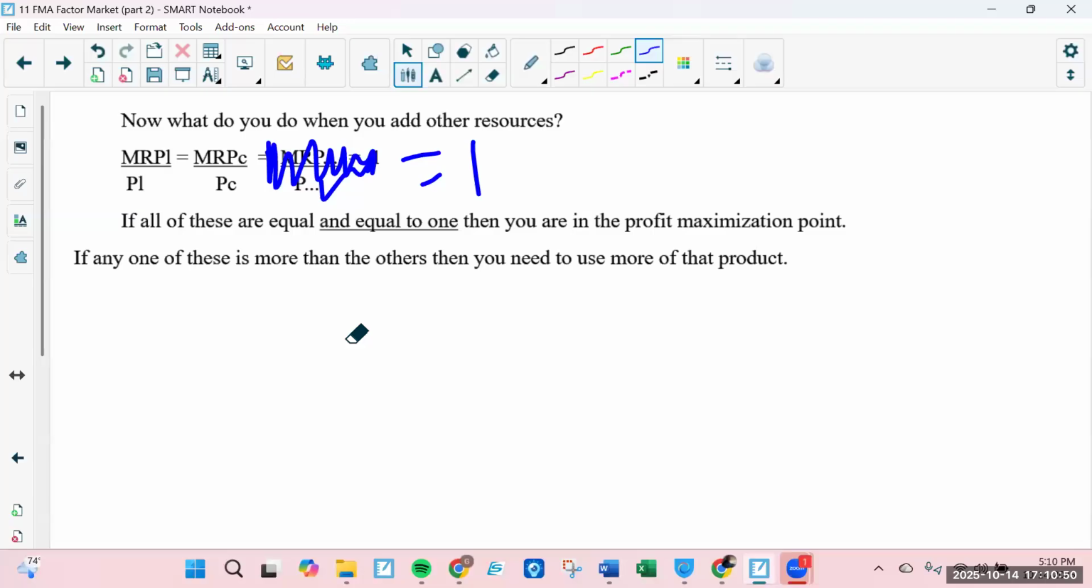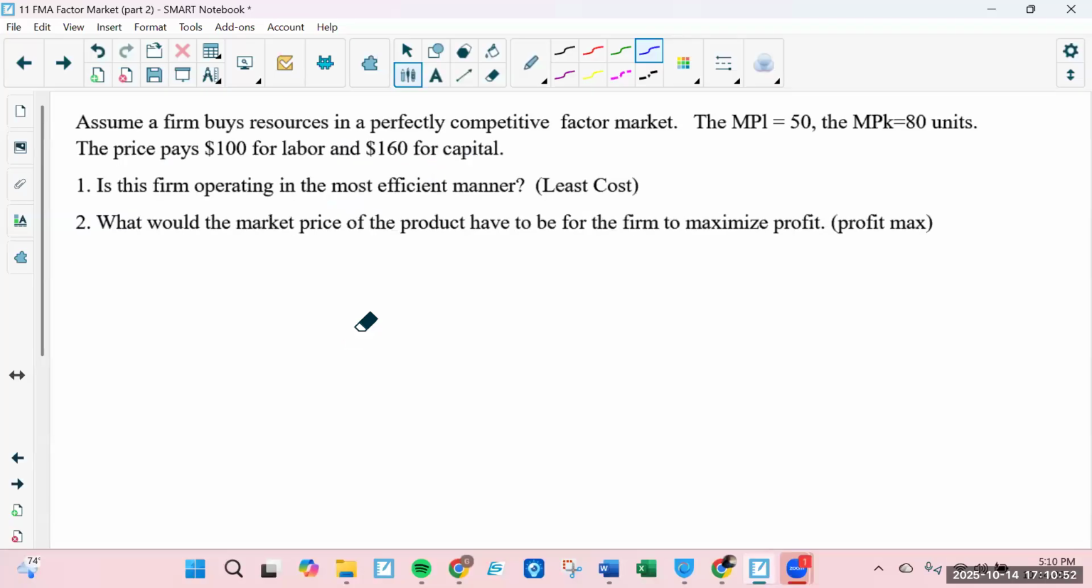Okay, let me give you an example here. It's going to be 2 different questions asking 2 different things. Assume a firm buys resources in a perfectly competitive factor market. The marginal product of labor is 50. The marginal product of capital is 80. Price of labor is 100, and the price of capital is 160.